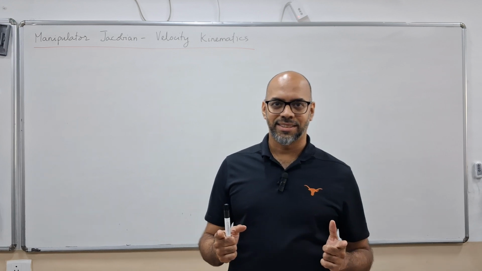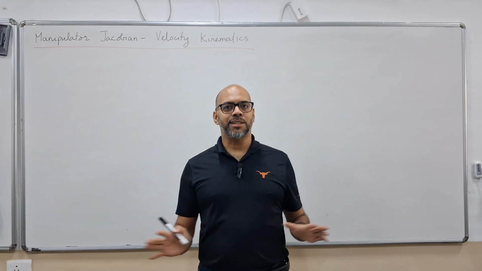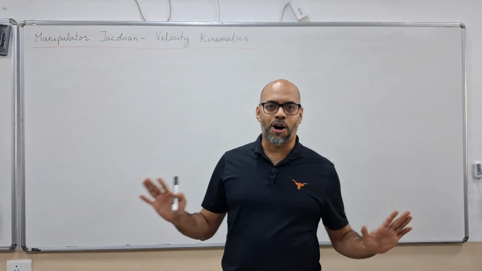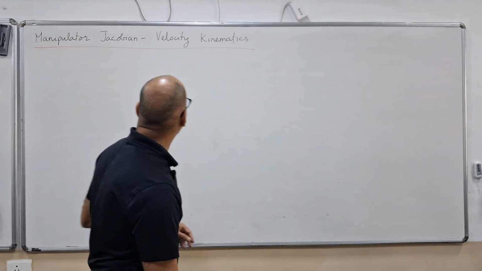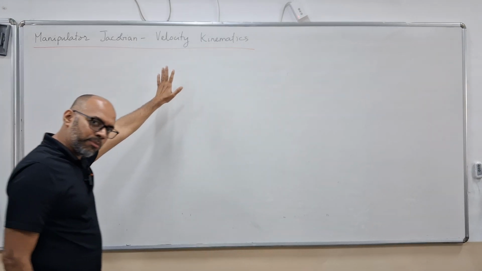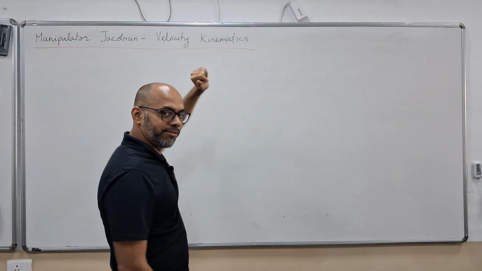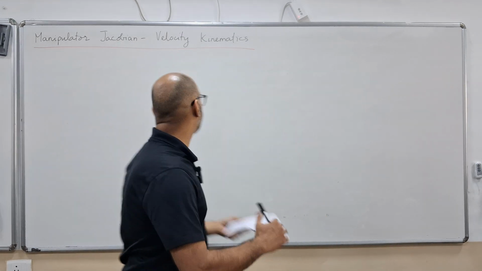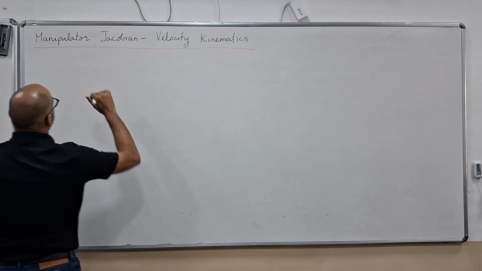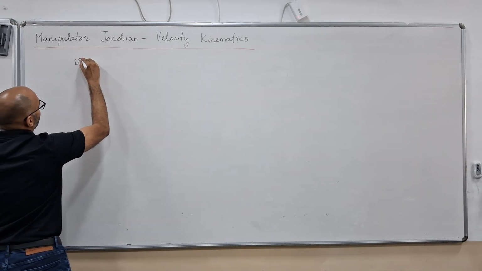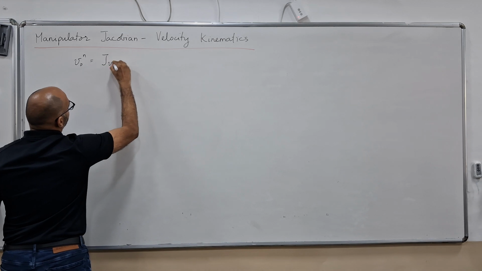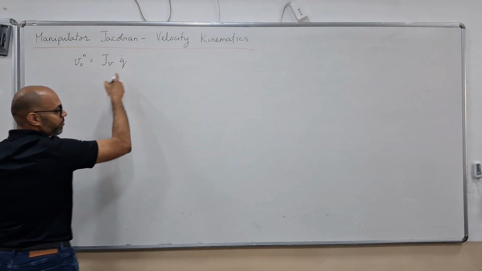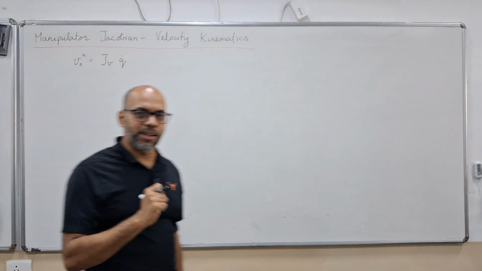Manipulator Jacobian. Next to rotation matrices, this is the most commonly used concept in robotics, and we will use this in several places. Here first we will talk about velocity kinematics and see where you get the manipulator Jacobian in velocity kinematics. Simply speaking, it's a matrix that relates end effector velocities with joint angular velocities.